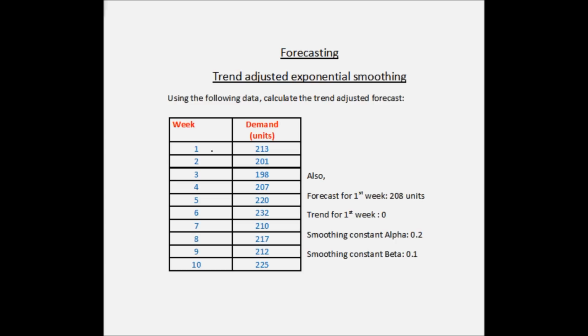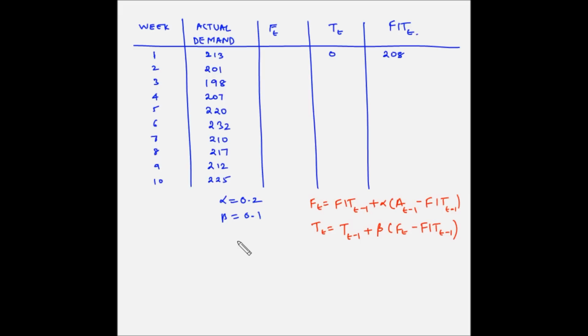So we have been given the demand for 10 weeks. Now this is the actual demand in terms of units. Also, we have been given that the forecast for first week is 208 units. The trend for first week is 0. And smoothing constant alpha is 0.2, while smoothing constant beta is 0.1. So using this information, let us try to find the trend adjusted forecast.